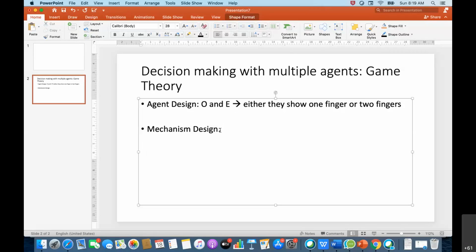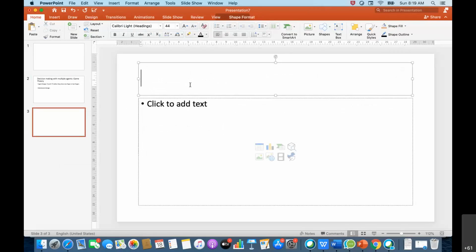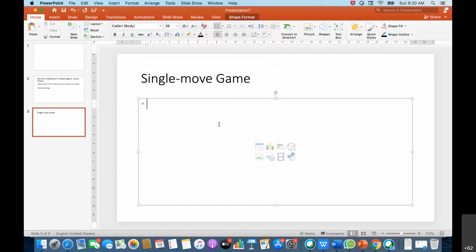Then comes another interesting property, that is the single move game. What does this single move game signify? A single move game is one where both players take action simultaneously and neither of them has any idea about what the other player is doing.